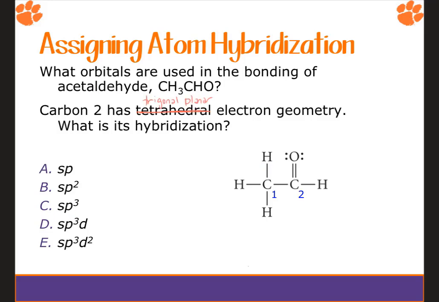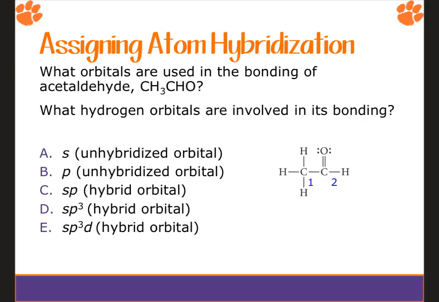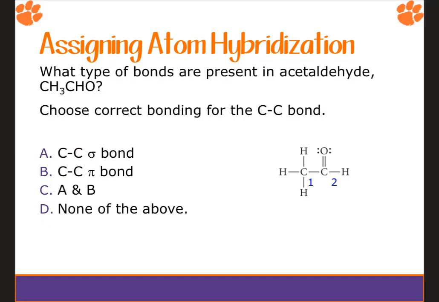There's a typo on this slide. Carbon-2 is trigonal planar, not tetrahedral, so I've amended that here. So again, it has 1, 2, 3 areas of electron density around it, trigonal planar, so that would be sp2 hybridization, which leaves 1 unhybridized p orbital. If we look at our hydrogen atoms, we want to ask what is there for it to bond with. We know that's going to be letter A, an s unhybridized orbital, because that's all hydrogen has.